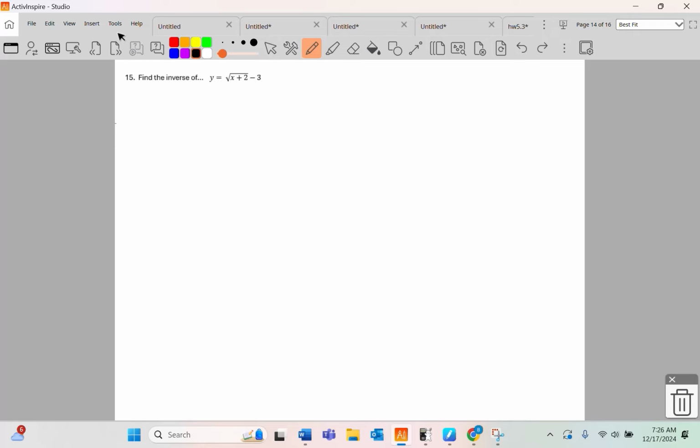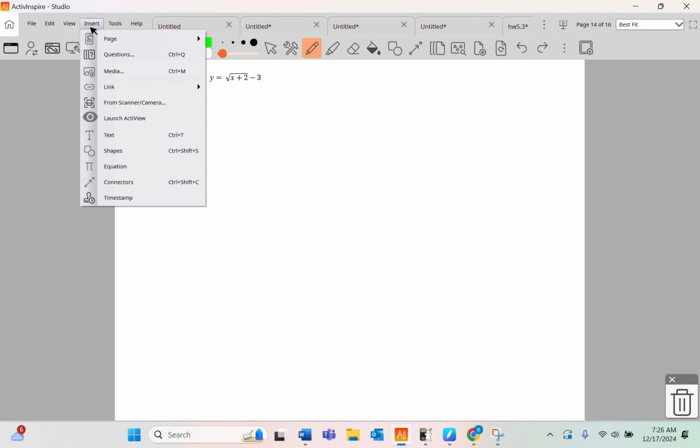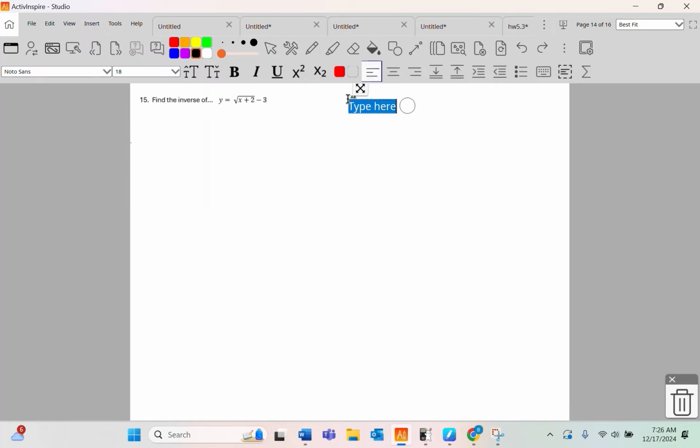All right, 15. Find the inverse of this thing. So let me write out the steps, or I'll type out the steps for you. Step 1, we swap x and y. Step 2, we resolve for y. Step 3, we use correct notation. These are really easy. You know, I talked about something though, and this is why inverses are so hard.